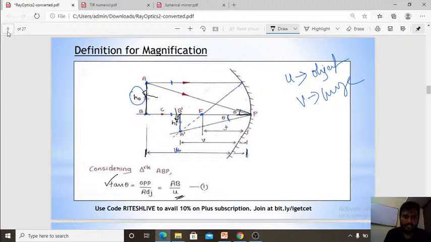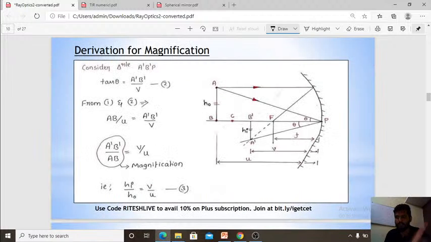Similarly, I go for another triangle, B dash A dash P. Here also the angle is theta. The same equation, opposite over adjacent, is nothing but HI over V. Now I got two equations. From equation number 1 and equation number 2, I will divide, so that I get a new equation: AB over U is equal to A dash B dash over V.